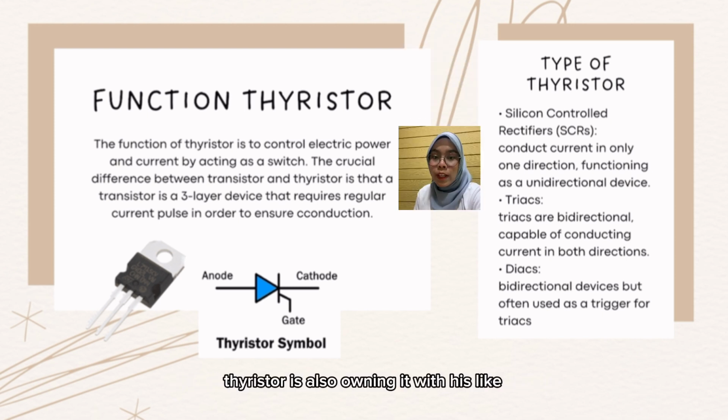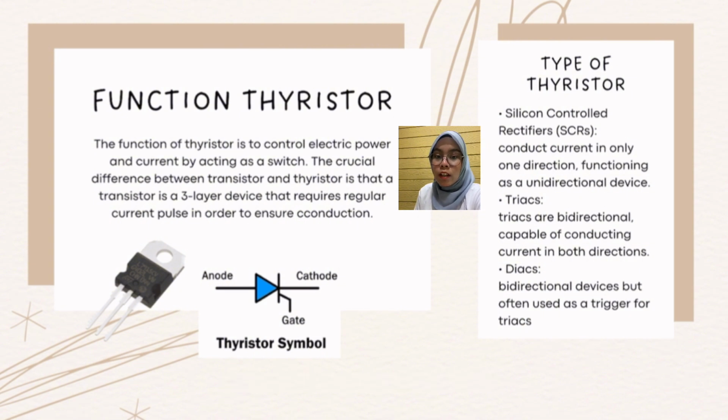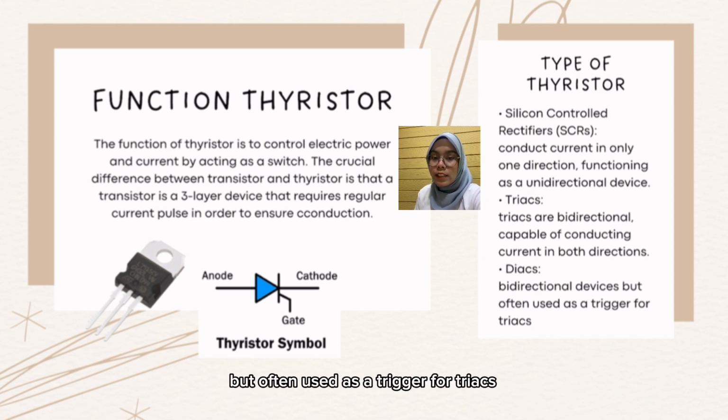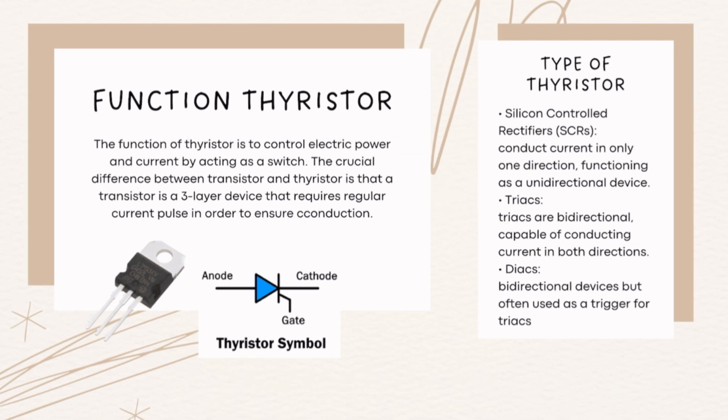Thyristor also comes in several types. First is a silicon control rectifier. It conducts current in only one direction, functioning as a unidirectional device. Second is triacs. Triacs are bidirectional and capable of conducting current in both directions. Third is diac. A bidirectional device but often used as a trigger for triacs.